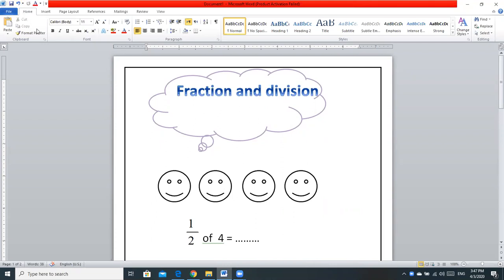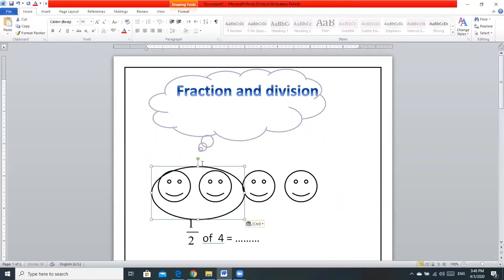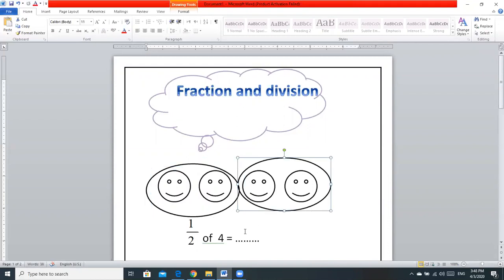Let's know here. For example, I have 4 smiley faces and I want to know the half of this 4. This half of 4 means what? I want to divide this 4 into 2 groups, right? So let's divide this 4 into 2 groups to know the half of it. I will divide them into 2 groups. Each group has 2. Excellent. So the answer is 2.